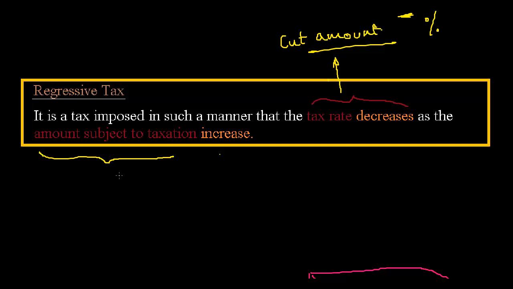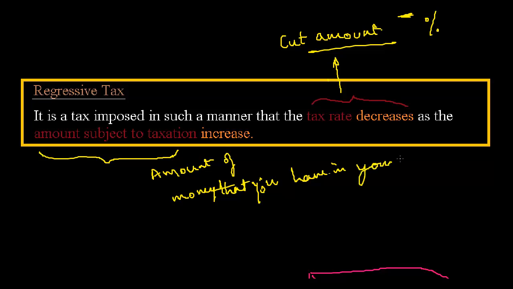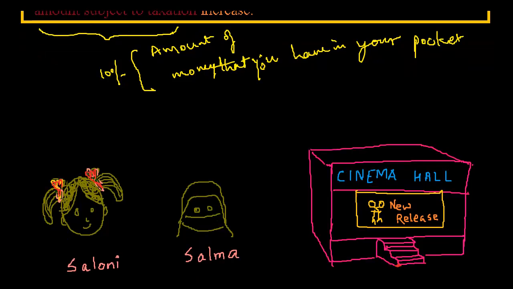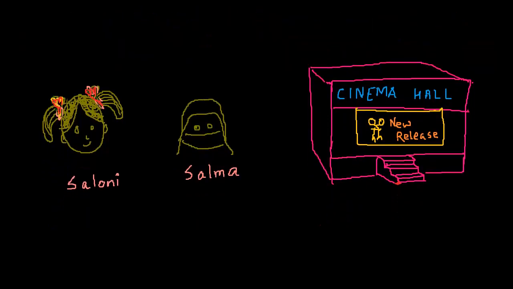And the amount subject to taxation is the amount of money that you have in your pocket. So what the government says is, whatever money you have, if you have 100 rupees in your hand, give me 5% out of it. That's the tax that we are talking about. Now let's see with an example what this regressive tax is and how it works.